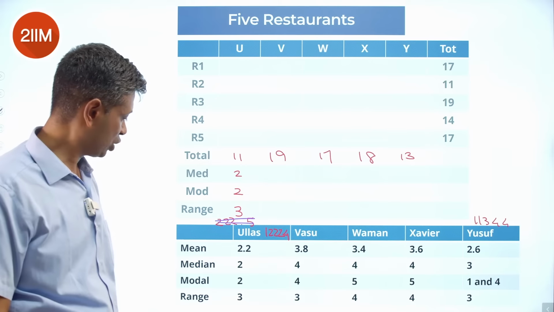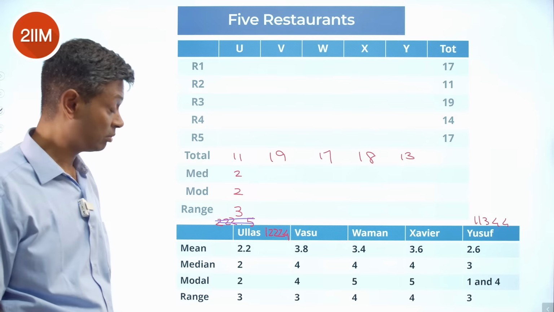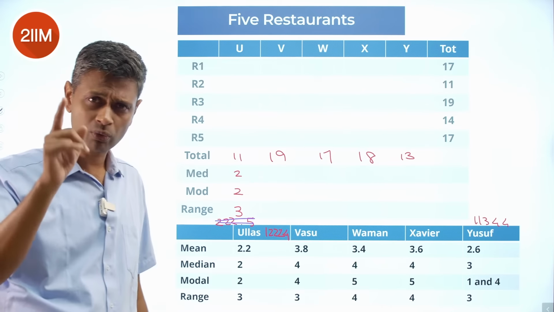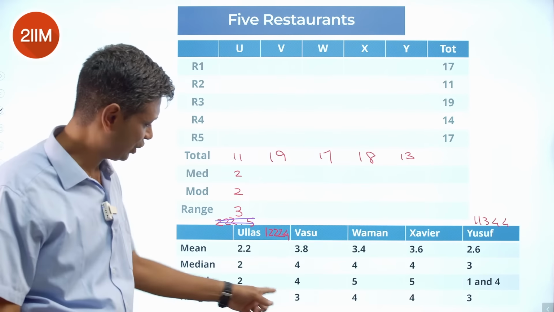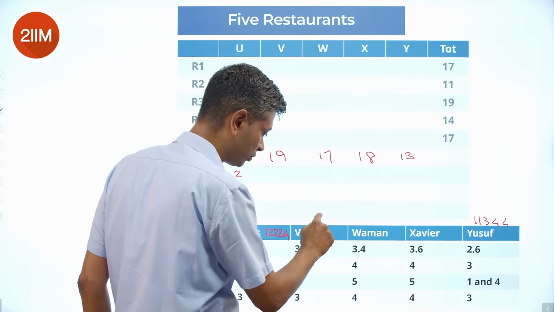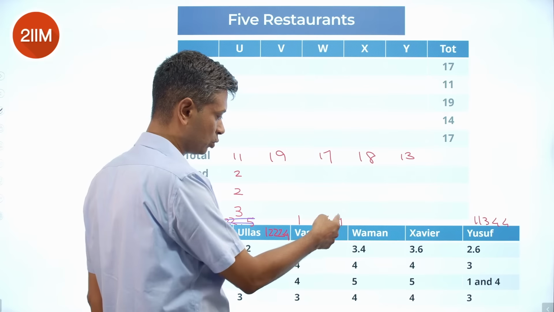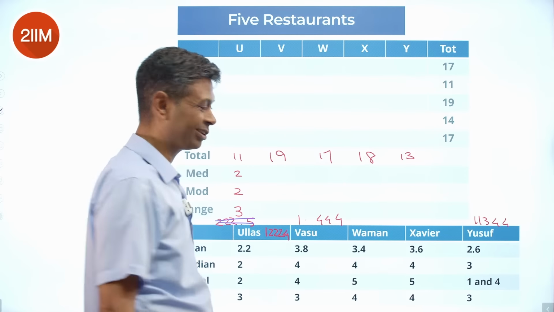Basu, median is 4, mode is 4. Median is 4, middle term is 4, mode is 4, at least twice. We could have 4, 4, 4 or 5, 4, 4. Range is 3. Suppose it were 4, 4, 4. This should be 1. 4 plus 4 plus 4 is 12. 12 plus 1 is 13. The remaining number should be 6.